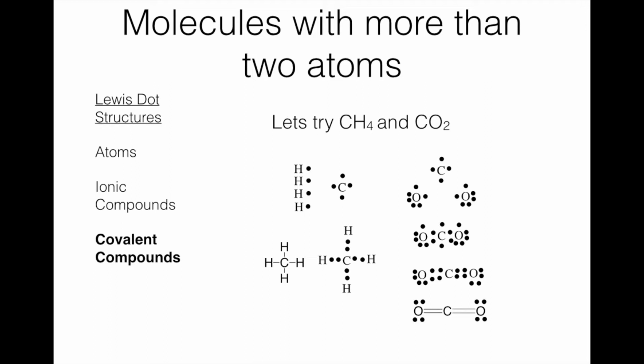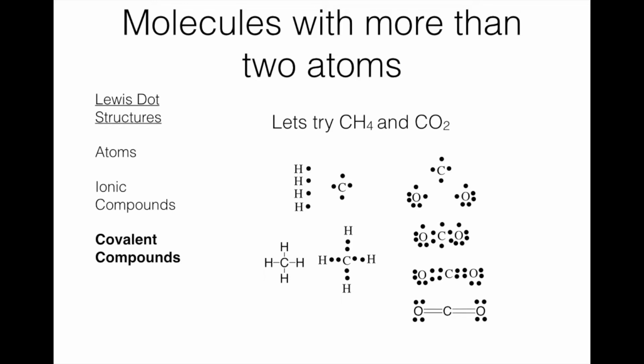All right, so now let's look at some molecules that have more than 2 atoms in them. We'll start with CH4 and CO2 because those are both pretty common molecules. If we take 4 hydrogens, each with 1 valence electron, and then carbon, which has 4 valence electrons, and we pair each hydrogen's 1 electron with 1 electron in carbon, we'll see that we can make 4 carbon-hydrogen bonds. So we have a carbon with 4 hydrogens surrounding it.